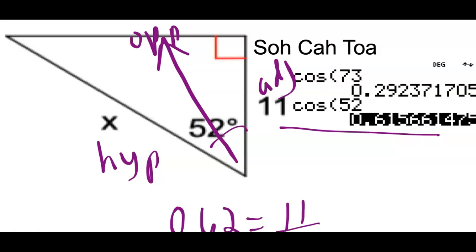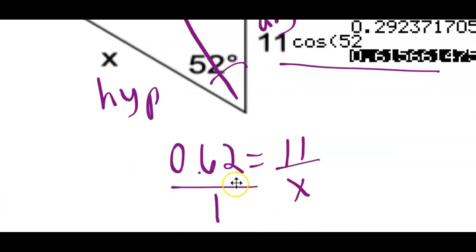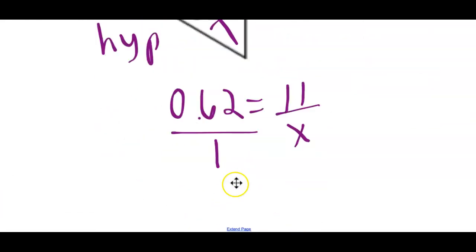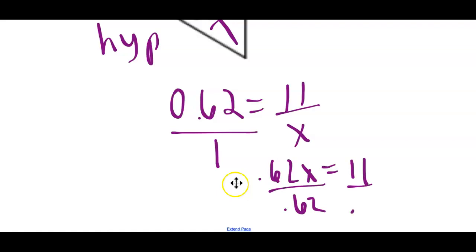And again, it turns into a two-step problem. So we would take 0.62 times x. We get 0.62x is equal to 11. Divide both sides by 0.62. And that's how we would get our answer.